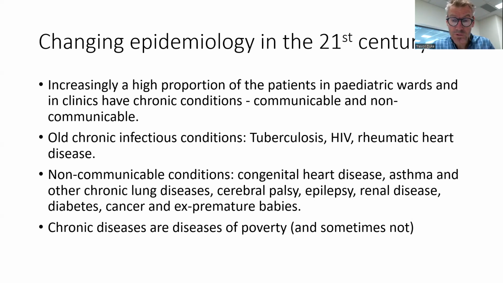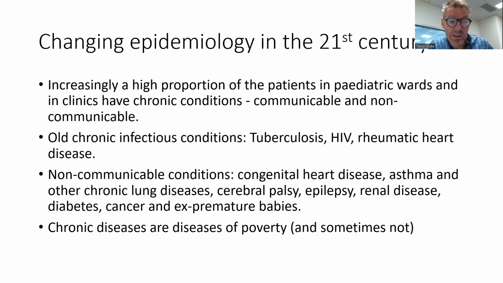Kidney disease has become quite common, nephrotic syndrome in recent years. Diabetes is being more identified. Many children with cancer are surviving treatment and therefore ending up with chronic illness. And there's more ex-premature babies that are surviving. So there's a lot of changes in the epidemiology of chronic diseases that have happened in the last 20 or 25 years. And it's good to understand those things.